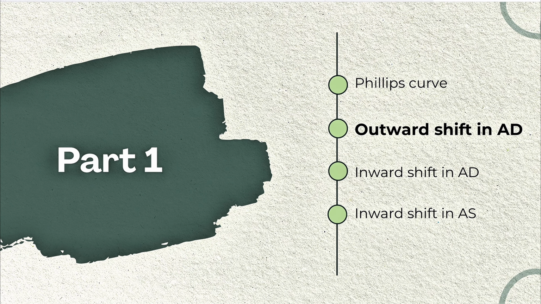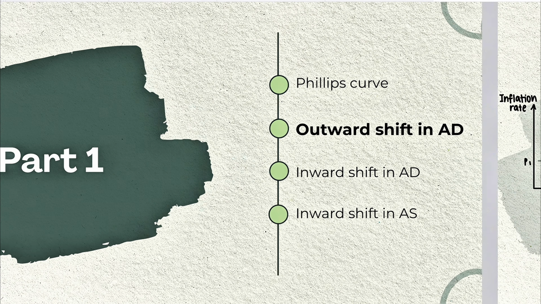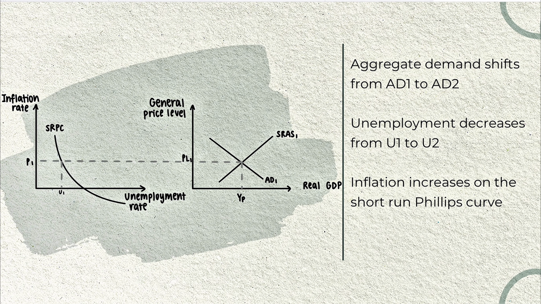Let's see how the Phillips curve changes as economic conditions change. Here we have our Phillips curve to the left and our AD and SRAS diagram to the right. Say, for instance, aggregate demand was to increase from AD1 to AD2. This increases real GDP from YP to Y1, and unemployment decreases from U1 to U2. As a result, the inflation increases on the short-run Phillips curve from P1 to P2.